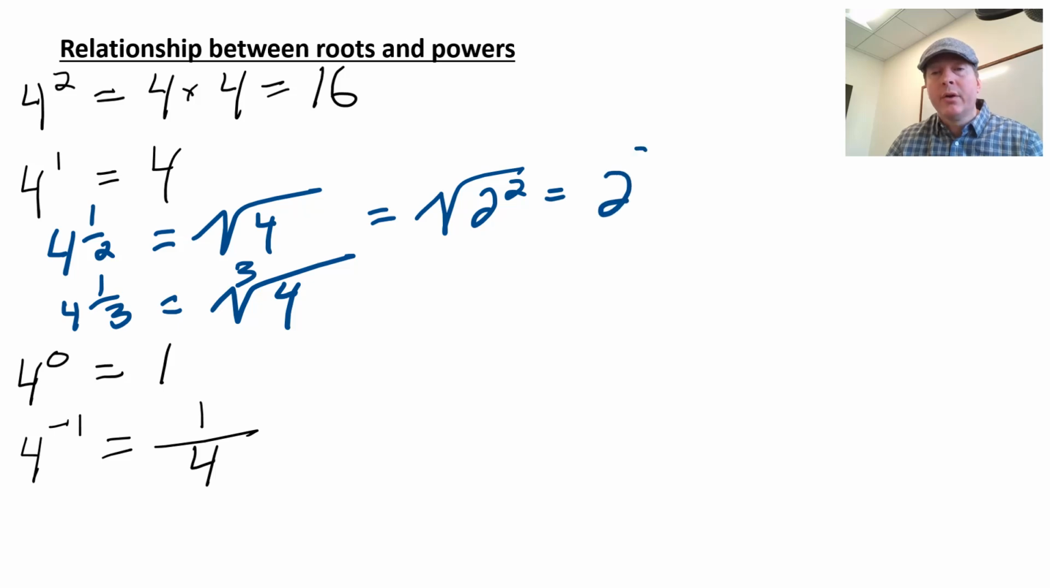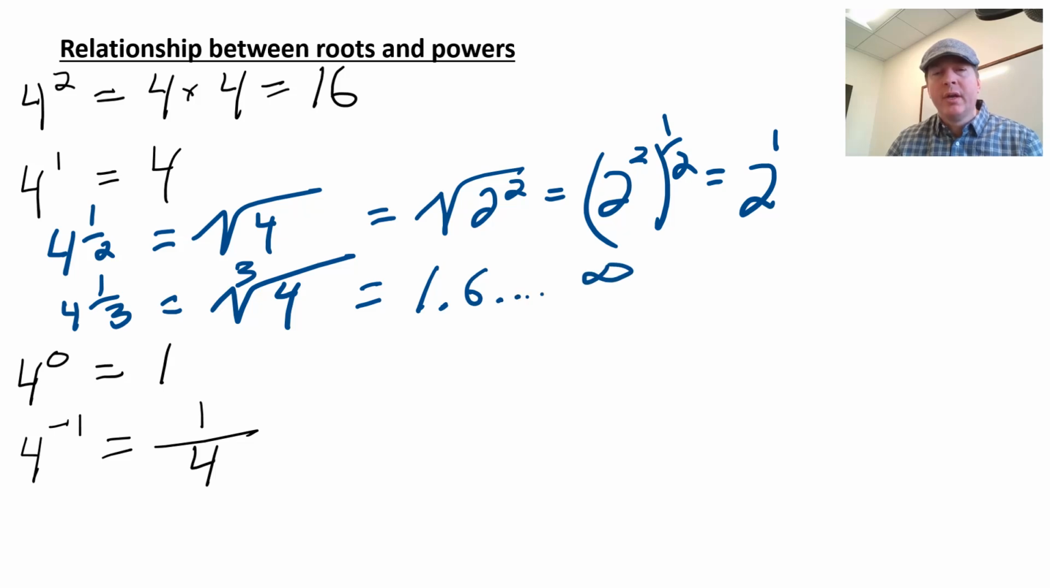It's 2 squared raised to the power of 1/2. 2 times 1/2 is 1. It's 2 to the 1. It's just 2. How about the cubed root of 4? Well, the cubed root of 4, it's not a whole number. It's 1.6 something off into infinity. So a root isn't always a whole number. If that's the case, the root is called an irrational number, which means what? The decimal places go off into infinity.